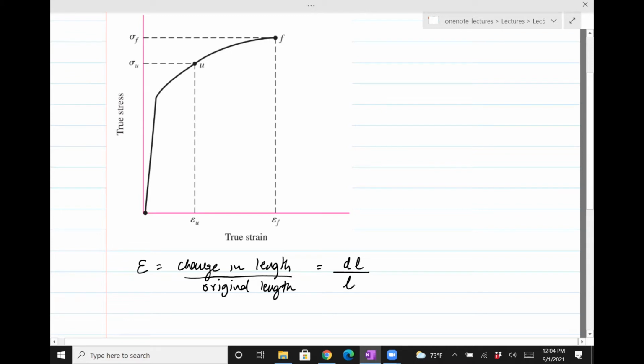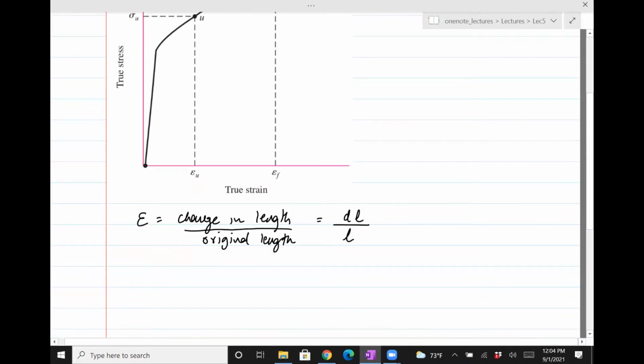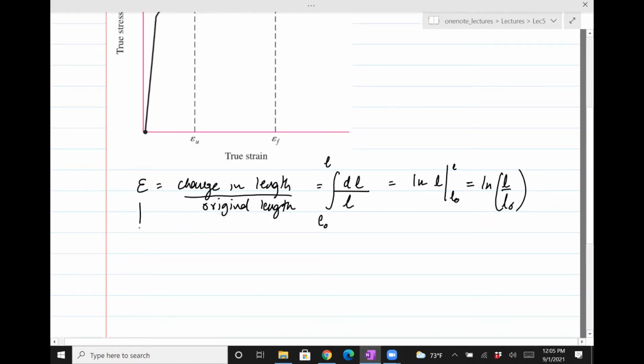Now, as the material starts increasing in length as a result of tension, dl is changing clearly, but L is also changing. So if you want to find the total strain from the point where you started stretching it, you need to take the integral of this quantity from the original length to the current length. The integral of 1 divided by L is the natural log of L, and then you put in the limits, and you get log of L divided by L0. So this term is now called the true strain.